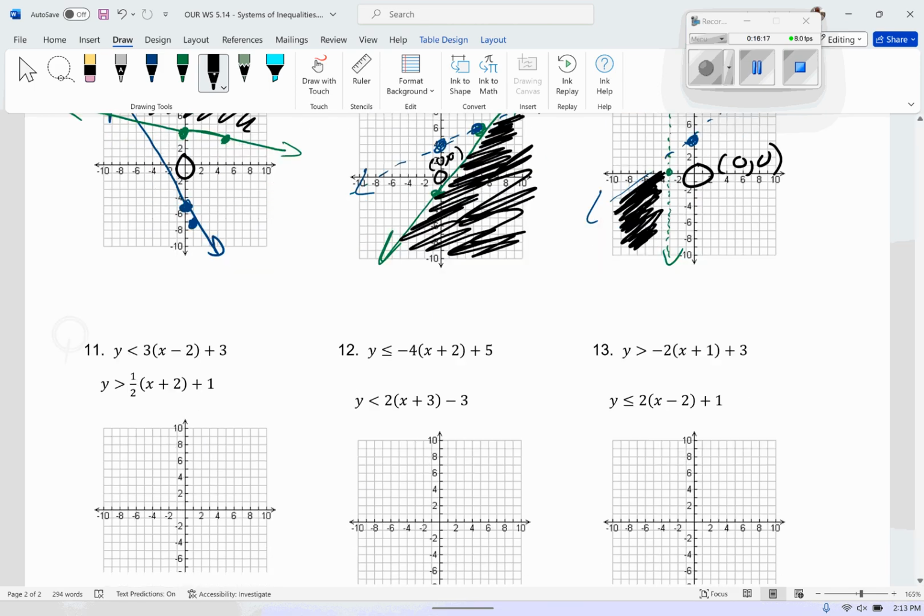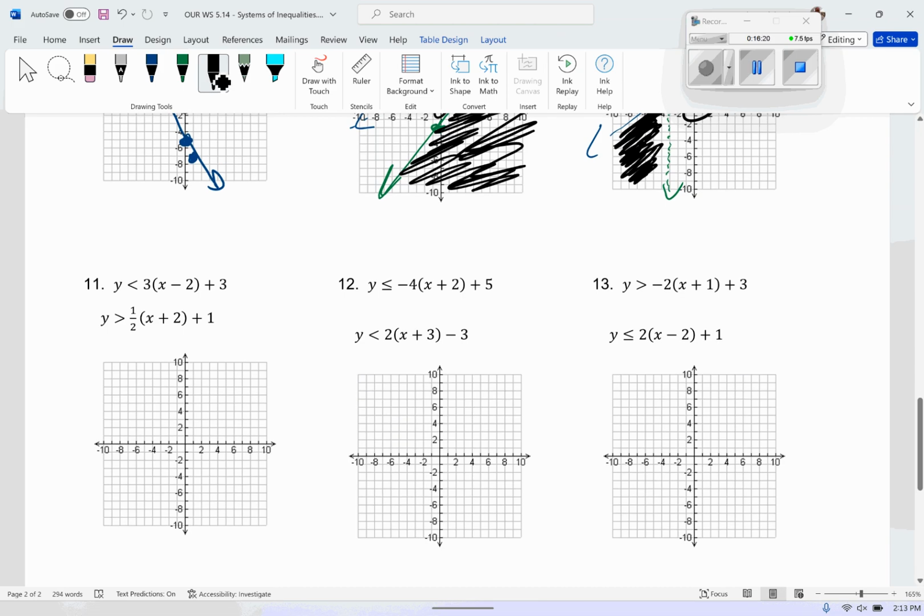All right, number 11. What's the point that I get off of this line? Close. 2, 3. Always opposite when it comes out of parentheses. I appreciate you, brother. Hey, what's the slope then? 3/1. Solid or dotted?